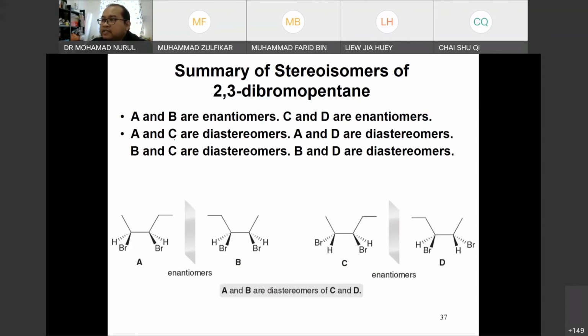A and C are diastereomers. A and C, we can see A and C are diastereomers. Okay, this last one. A and B are enantiomers. C and D are enantiomers.